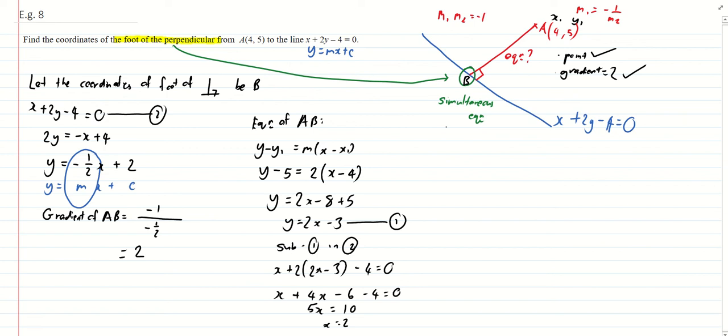Of course, we need the y coordinate as well. So sub x = 2 into my equation number 1. I have y = 2(2) - 3. So y = 1. So now we have it, the coordinates of the foot of the perpendicular from A to the line, which is B itself, is given by (2, 1). And I'm done. All right.